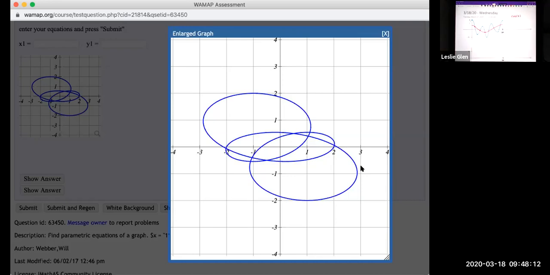Okay, there's only one cycle of cosine, so I've just put cosine of t. And ultimately, I'm going to have, let me move this over a little bit. I'm going to have that plus something else, right?